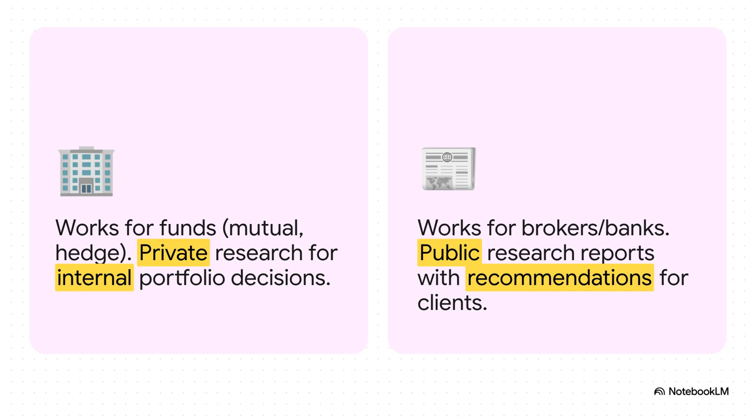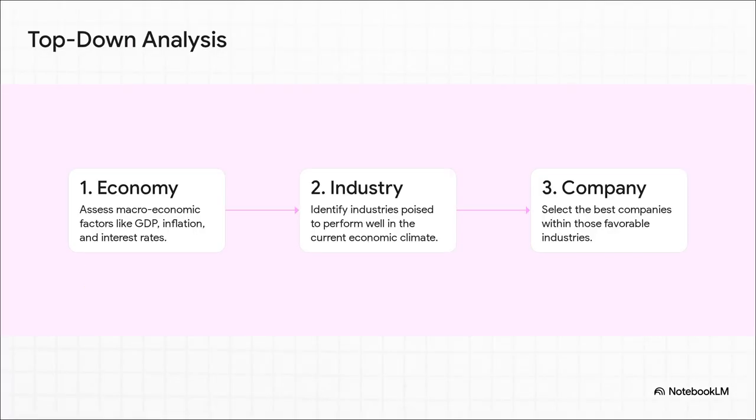Then you have sell-side analysts. They work for brokerages, and they're the ones publishing those reports you see with buy, sell, or hold ratings. Think of it this way. The buy side is quietly playing the game to win, while the sell side is providing the public commentary. So how does an analyst even begin to sort through thousands of stocks? Well, most use a logical process called the top-down approach. It's really like a big funnel. You start at the very top with the entire economy. Are things growing? Are interest rates going up?